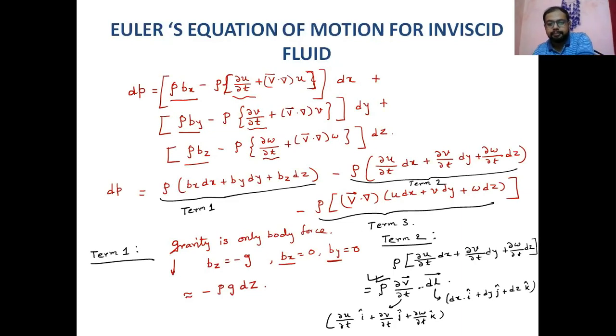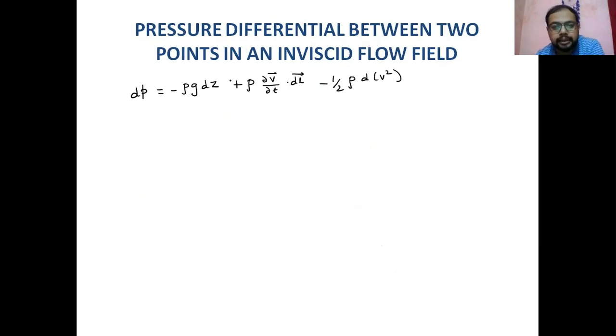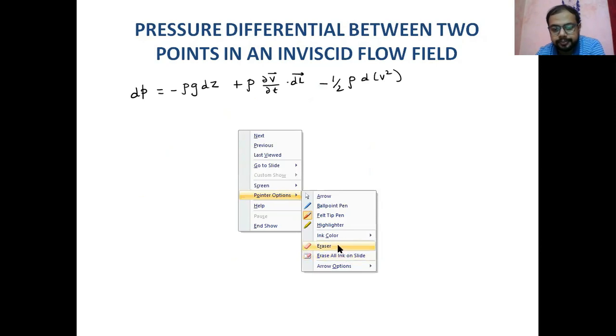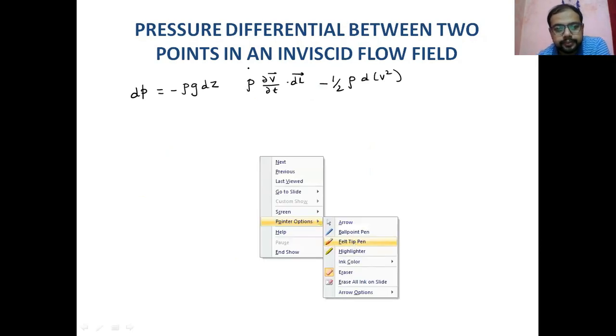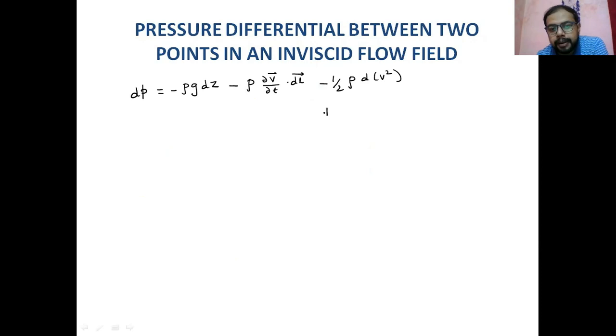This part is negative. This part is also negative. Here it is also negative. Sorry, it's not positive. This is also negative. Plus rho v cross del cross v dot dl. This is the part here.